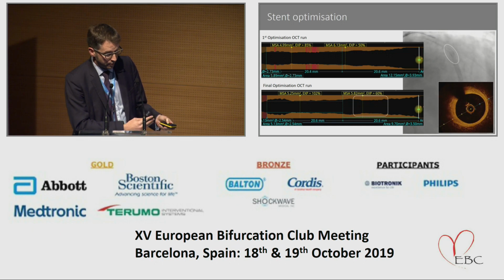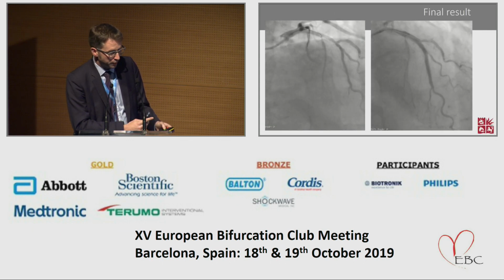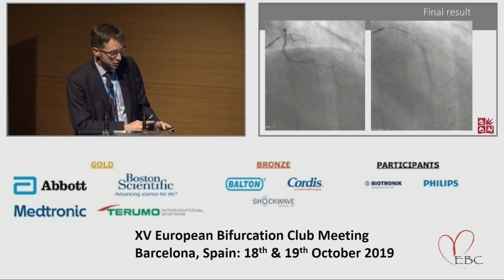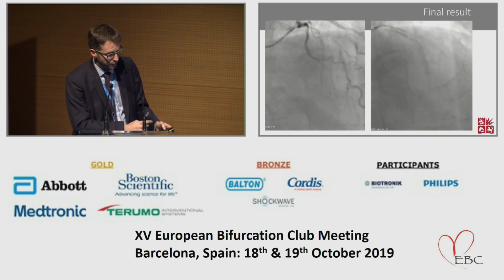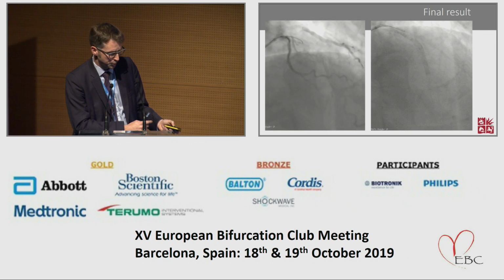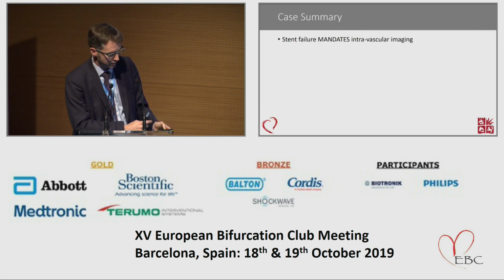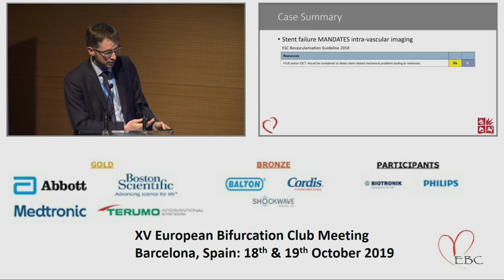So the reality is that is my example of a complex bifurcation using imaging really from the start to the finish of the case, as Thierry has outlined as part of the consensus document that was published earlier this year. And so I'd summarize by just saying that stent failure for me is a place where imaging is mandated, and that's now represented with a 2A recommendation in the REVAS guidelines.